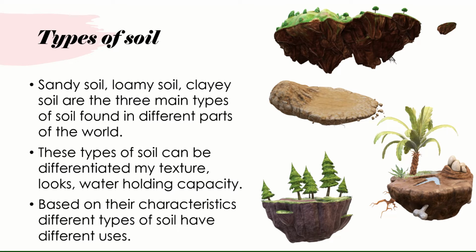And all these different types of soils can be differentiated by the texture, looks, and water holding capacity, right? These are the three main characteristics by which we can differentiate all these three types. So based on these characteristics, based on these properties, we can differentiate the different types of soils, and also we can differentiate them with the help of the different uses of it, right? Now let's see the difference between all these three types, sandy, loamy and clay.